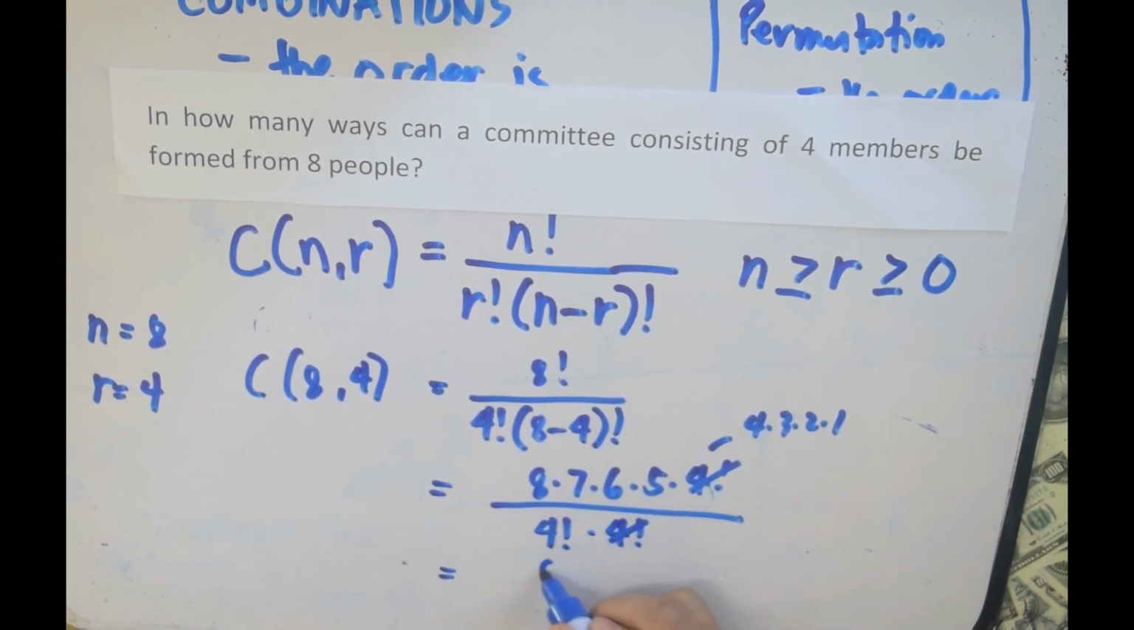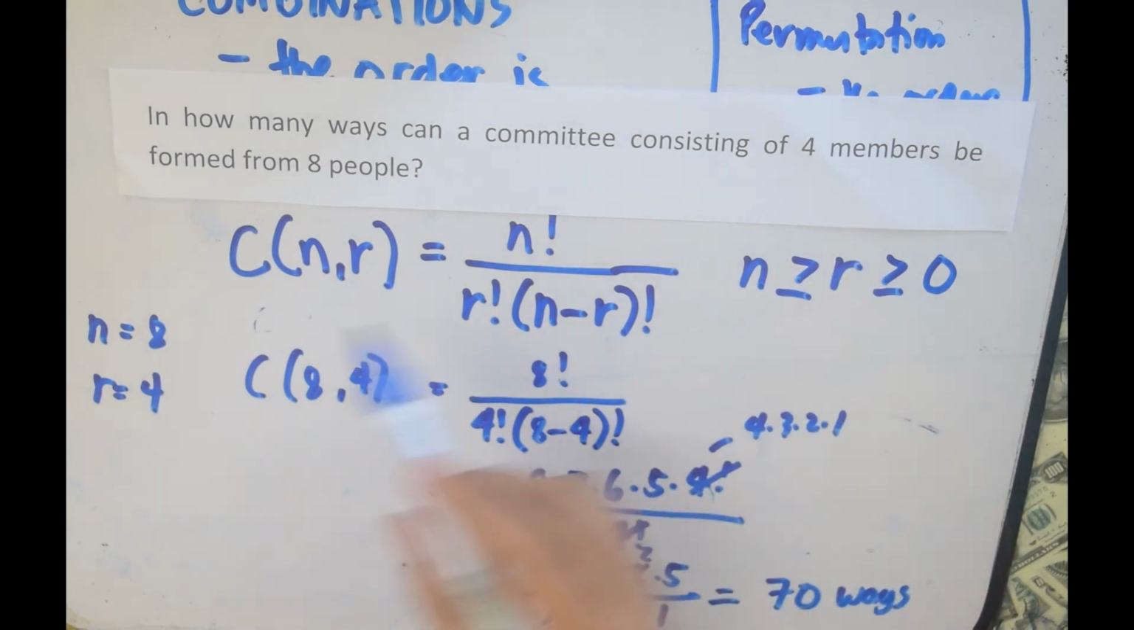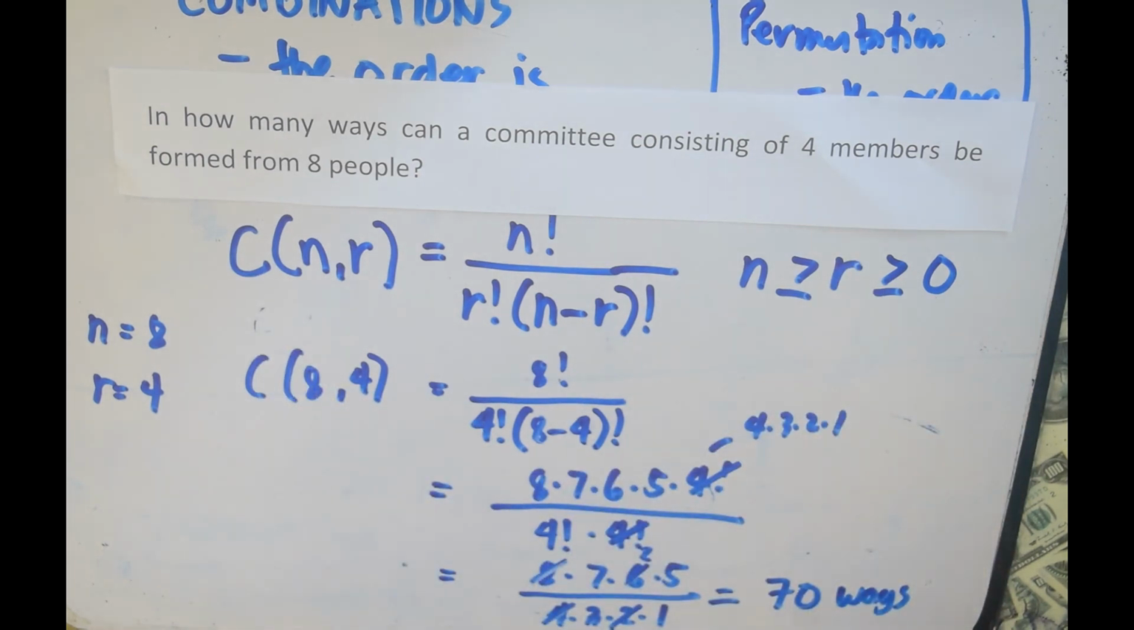Therefore, we have 8 times 7 times 6 times 5 over 4 factorial, which is 4 times 3 times 2 times 1. Remember that 4 times 2 is 8, so you can cancel out the 8 here. Then for the 3 here, 6 divided by 3 is 2. So we have 7 times 2 times 5. 7 times 2 is 14, times 5 is 70. So there are 70 ways to form a committee consisting of 4 members from 8 people.